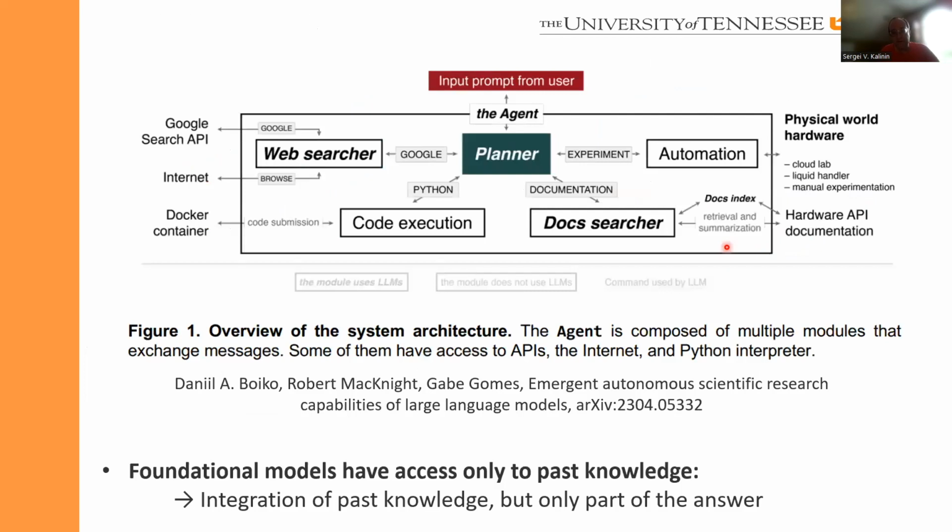One of the things that you might have noticed in the last half a year was this exponential growth of the interest toward large language models. In fact, some of my collaborators at Carnegie Mellon started to incorporate large language models as part of the experiment in the chemical lab. The problem with a large language model, or any large pre-trained machine learning model, is that it has access only to the past knowledge. So it integrates the past knowledge, but it can give you only part of the answer.